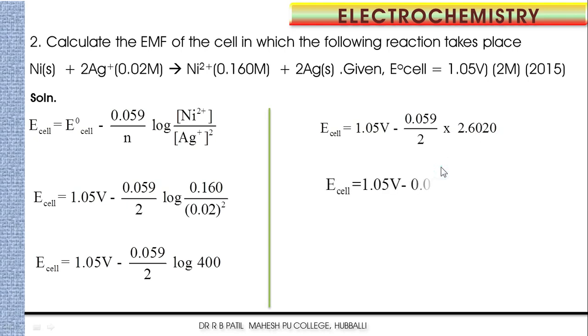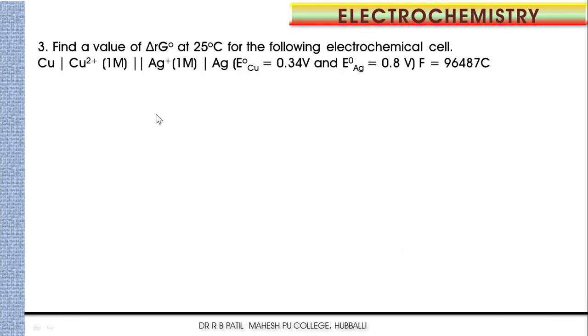And on solving, we are going to get 1.05 minus 0.076759. And at the end, the answer comes out to be 0.9732 volt. I hope that it is clear. Okay, now let us see the next question.